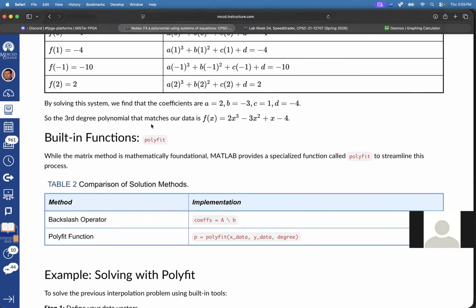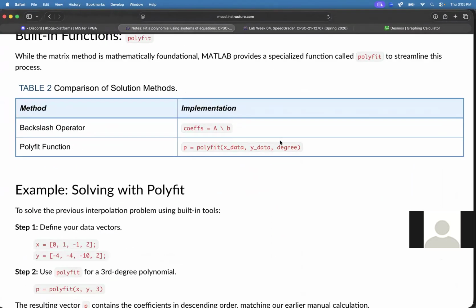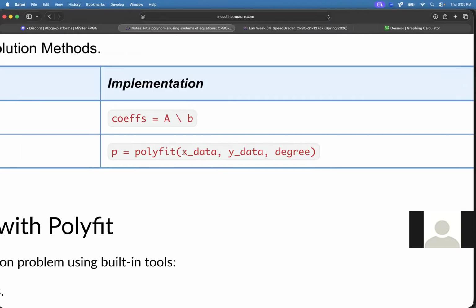There's this command called polyfit built into MATLAB and Octave. And the way it works, and you can see here, is you just give it your X data, which are just the X values.